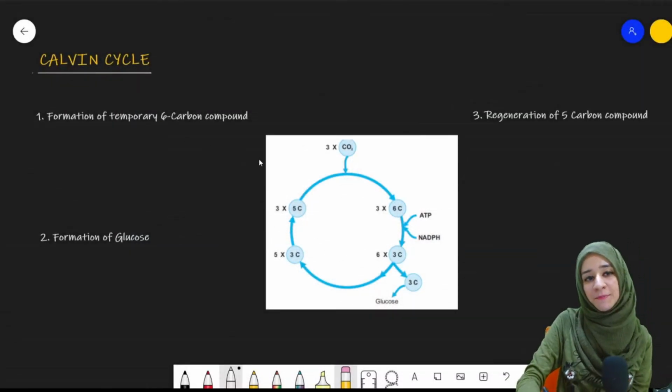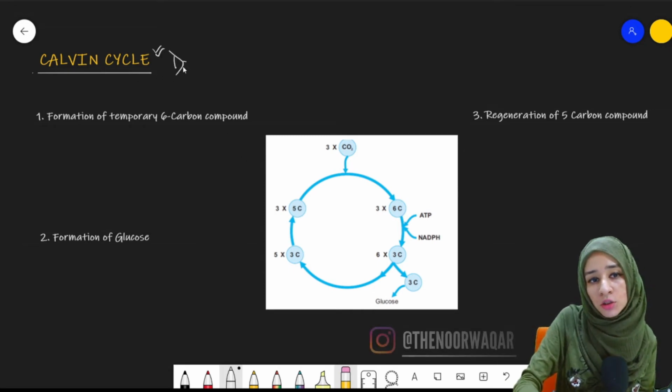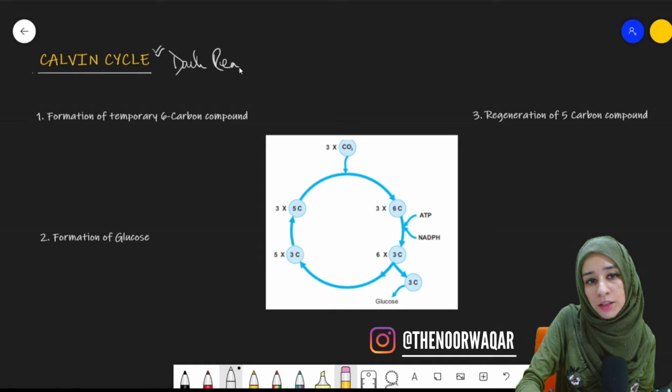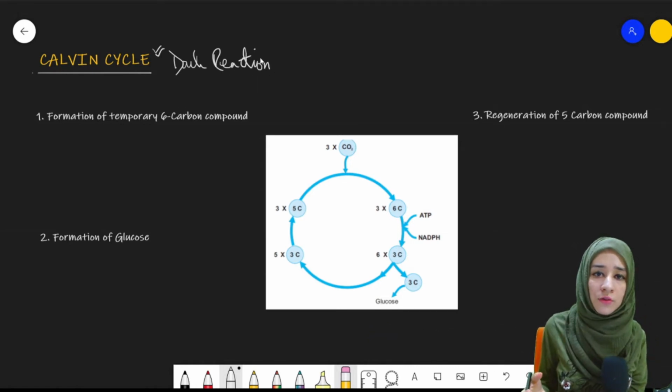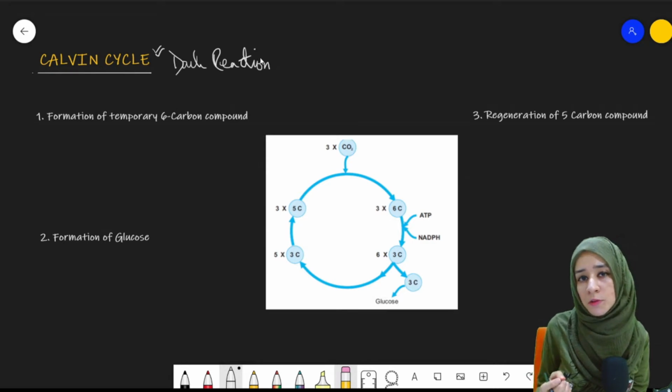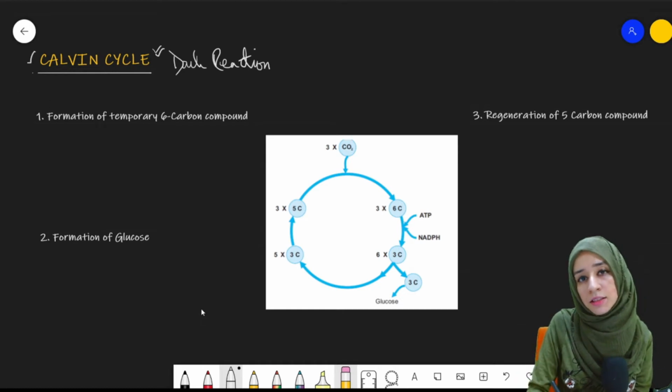Hi guys, welcome back. Today we will be discussing the Kelvin cycle, also known as the dark reaction. In the last video, we already discussed photosynthesis and how the light reaction occurs, which is the first step of photosynthesis. And the second step, today, is the Kelvin cycle.